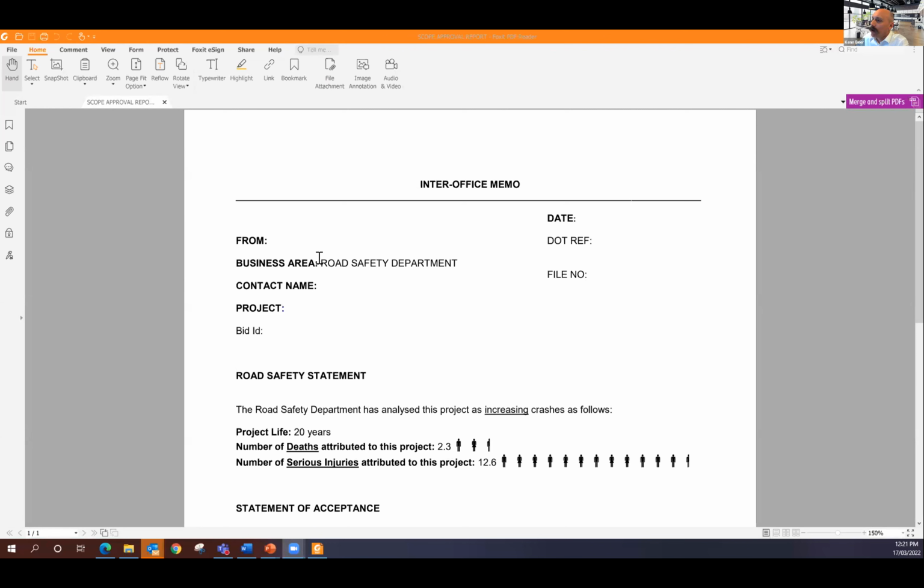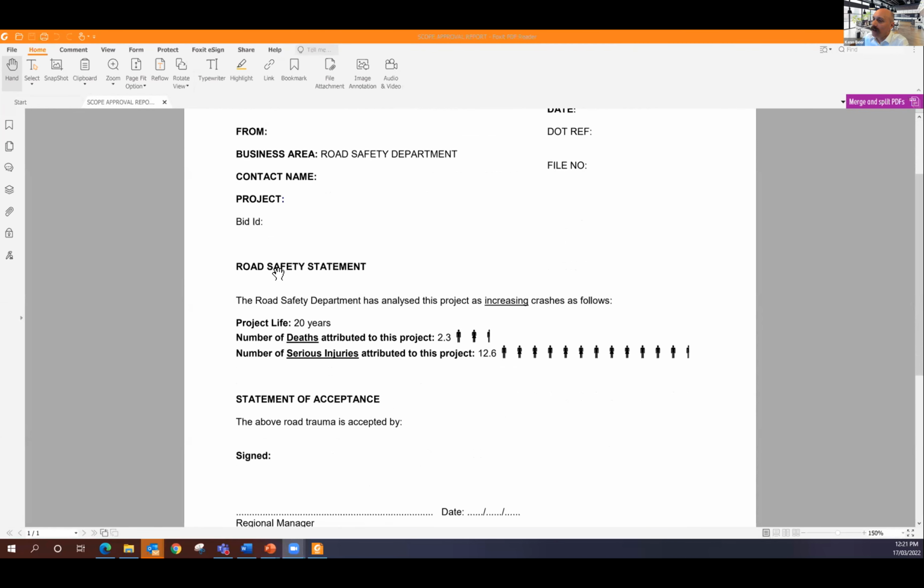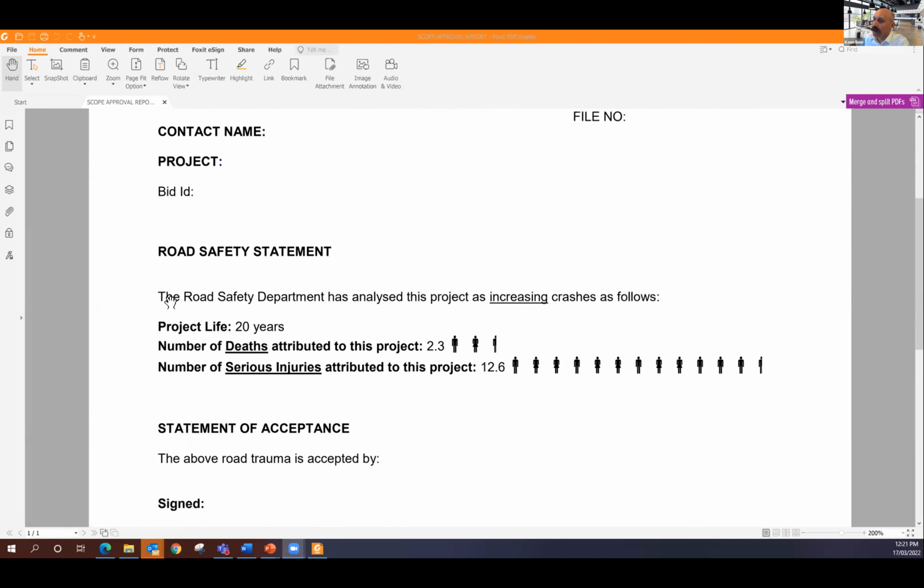So the memo was from Road Safety Department, and then Road Safety Statement. So I'll zoom in here. The Road Safety Department has analysed this project as increasing crashes as follows. Project life, 20 years. Number of deaths attributed to this project, 2.3.